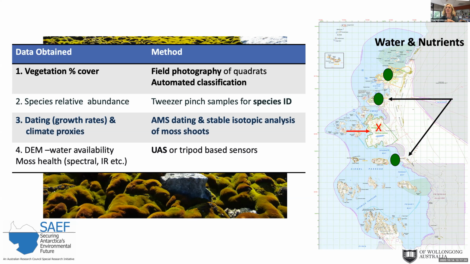We look at species relative abundance by taking tweezer pinches and looking at 20 little tiny shoots of moss for species ID. We do dating, which is what Melinda was talking about, looking at how fast the growth rates are and how old these mosses are, and using stable isotopes as climate proxies. And as I showed earlier, we use drones to map the area to get digital elevation models and use different sorts of sensors to pick up different sorts of spectral analyses to find out how healthy the moss is. And we've done that both from UASs and also from tripod-based sensors.